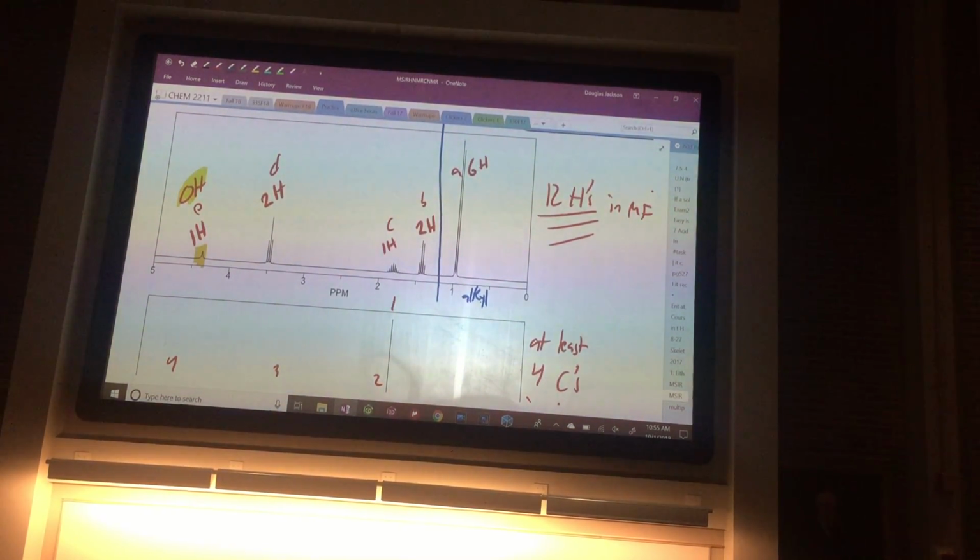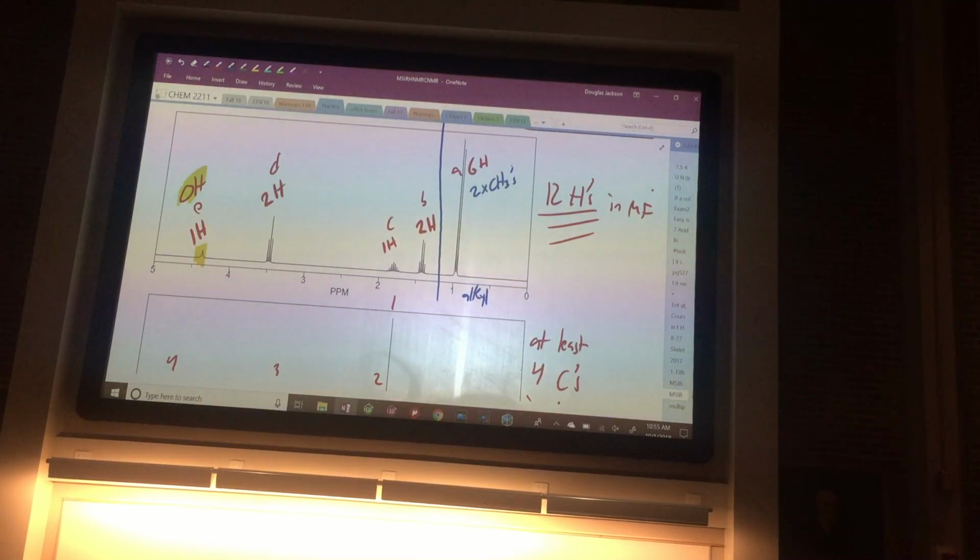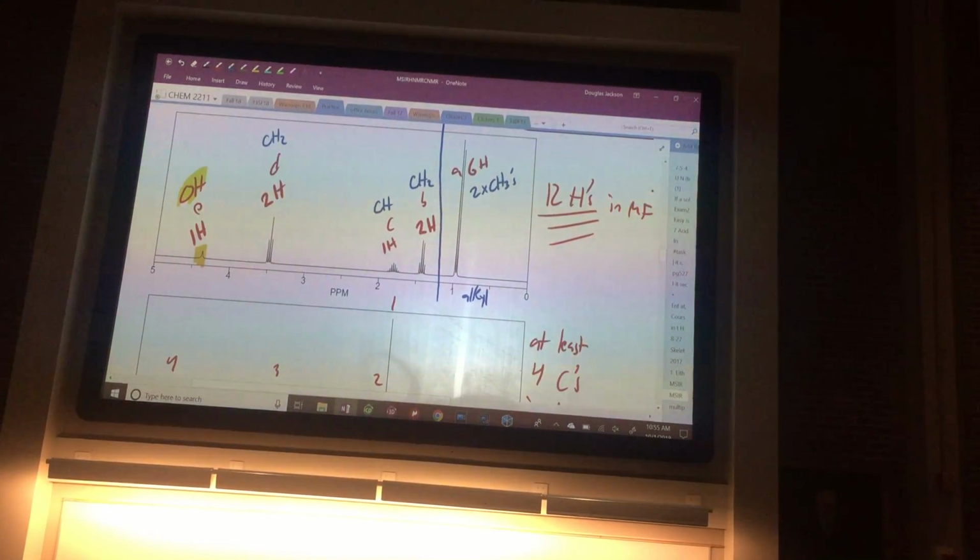There's no such thing as a CH6 group, so that has to be 2 equivalent CH3s. And then a CH2, and then a CH. Look, another CH2, then an OH. So 1, 2, 3, 4, 5. I do have 5 carbons in my spectrum.